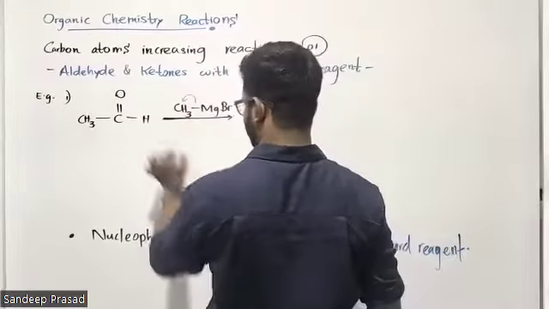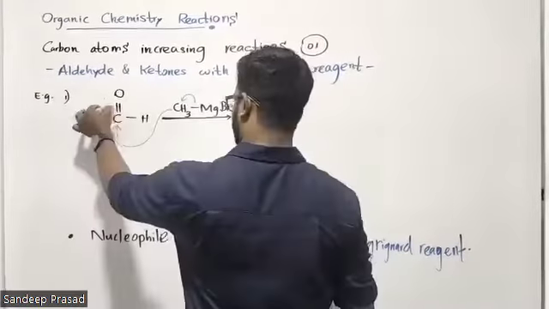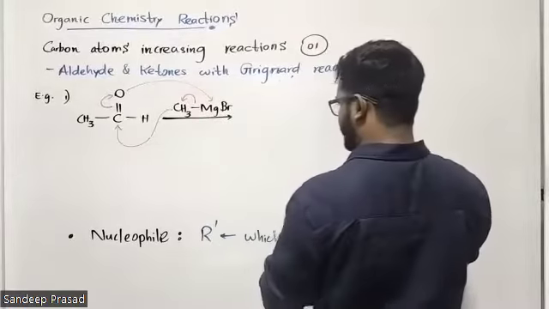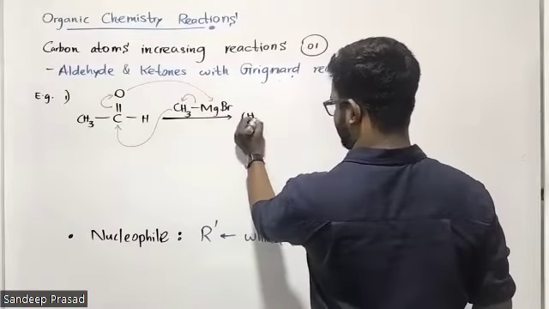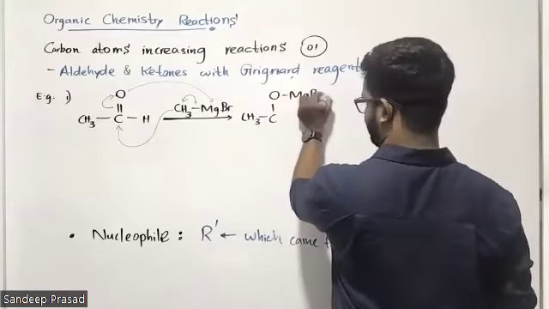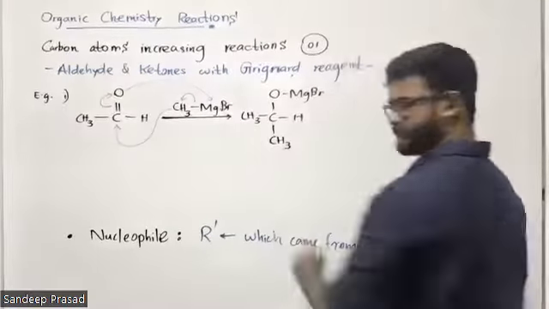CH3 is taking electrons and it is connected to this carbon. The carbon-oxygen double bond is breaking and oxygen is taking MgBr. Then the first product that you will obtain is CH3, O, MgBr, H here. Now this CH3 is connected here.